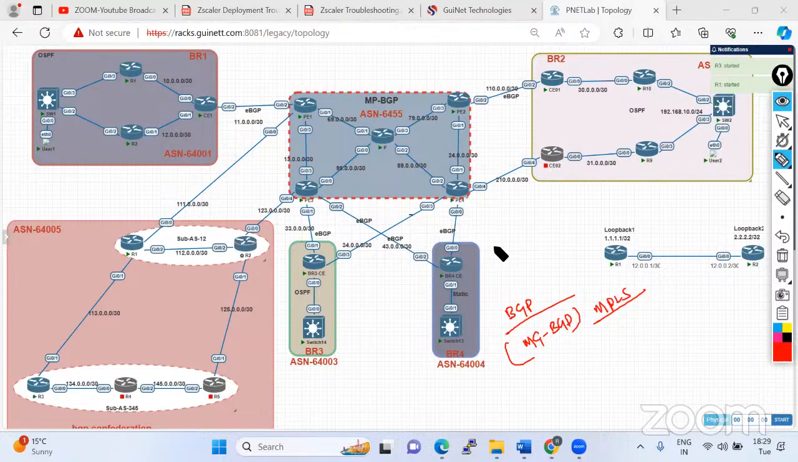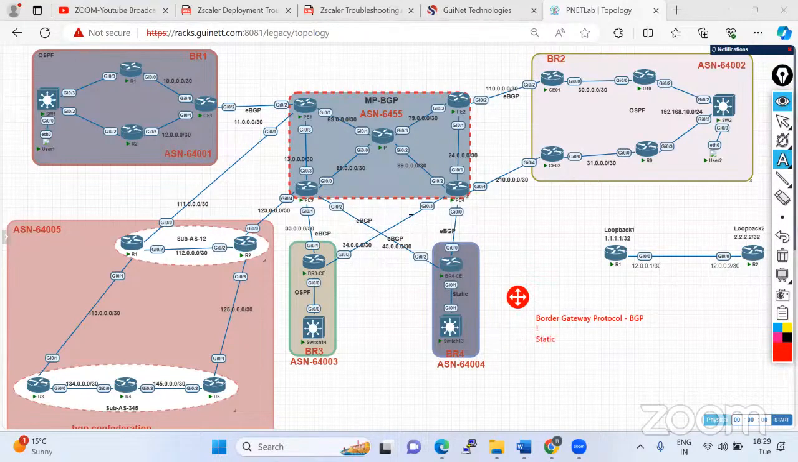What is BGP? When you talk about BGP, it stands for Border Gateway Protocol. Let me write it here: Border Gateway Protocol. This is known as BGP. But why is it a border gateway routing protocol? Basically, before this border gateway routing protocol, we had different routing protocols. Likewise, we had static routing, and we had dynamic routing.